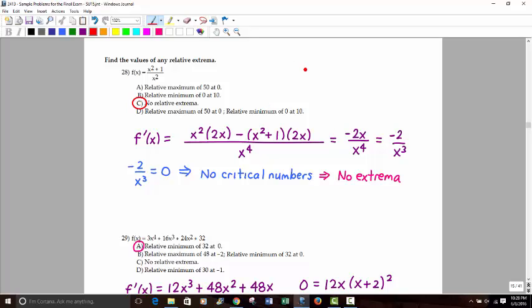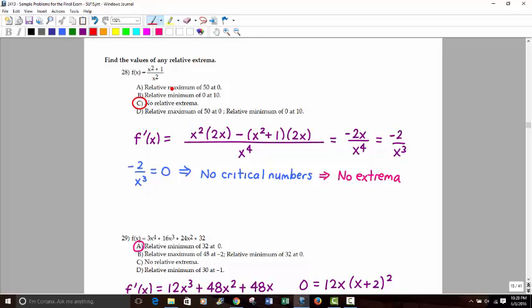Number 28, we're looking for relative extrema. All right, relative extrema, we're not using intervals here. Relative extrema are going to occur at the critical numbers, provided we're either going from increase to decrease or decrease to increase. So first thing you want to do is find critical numbers, if any.